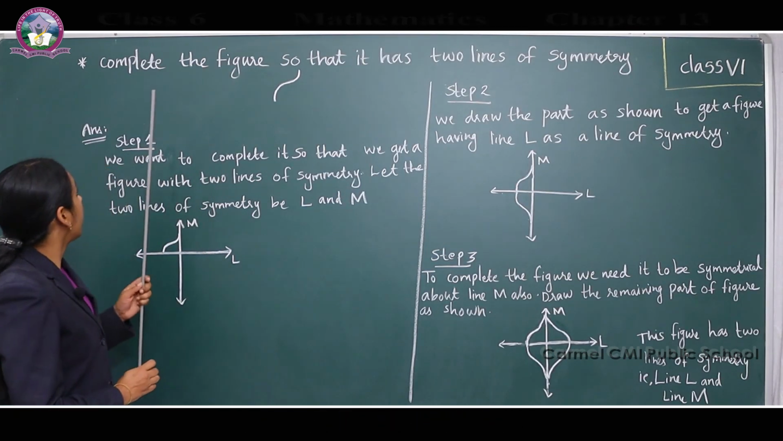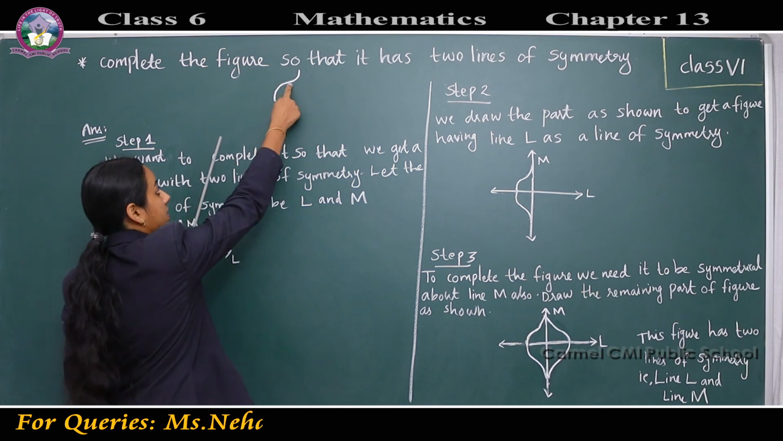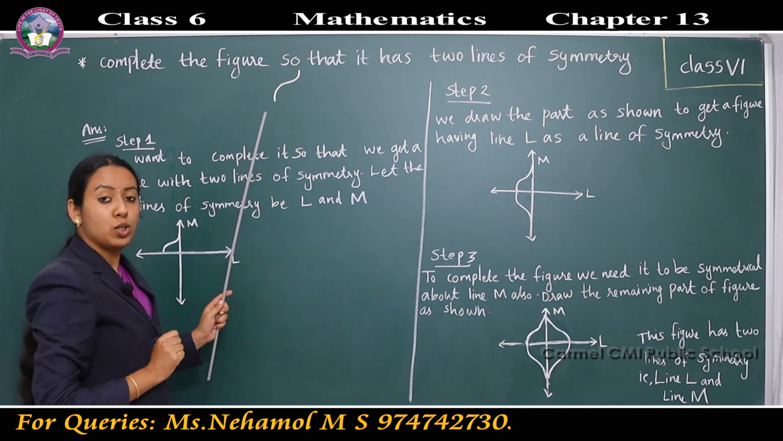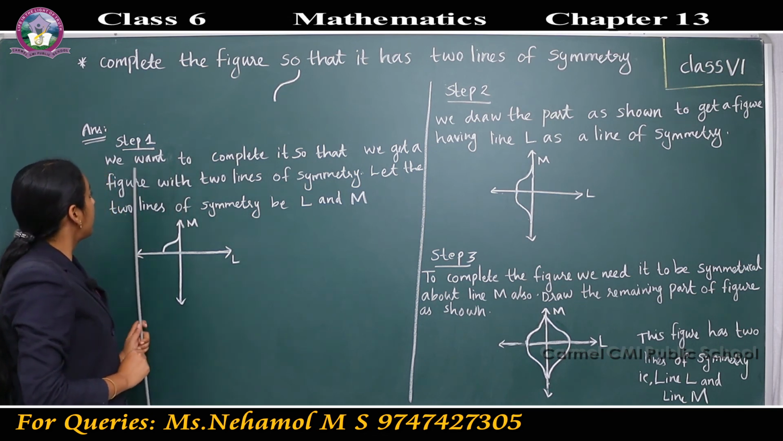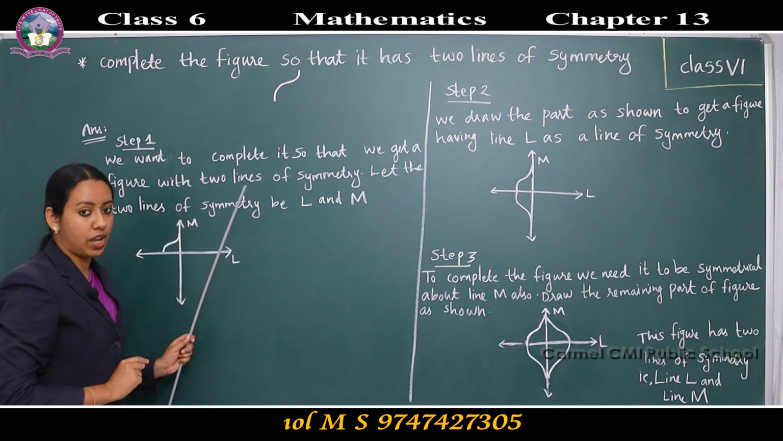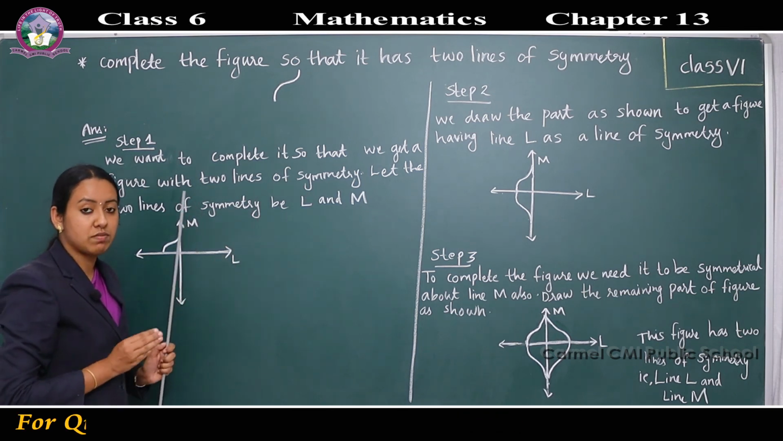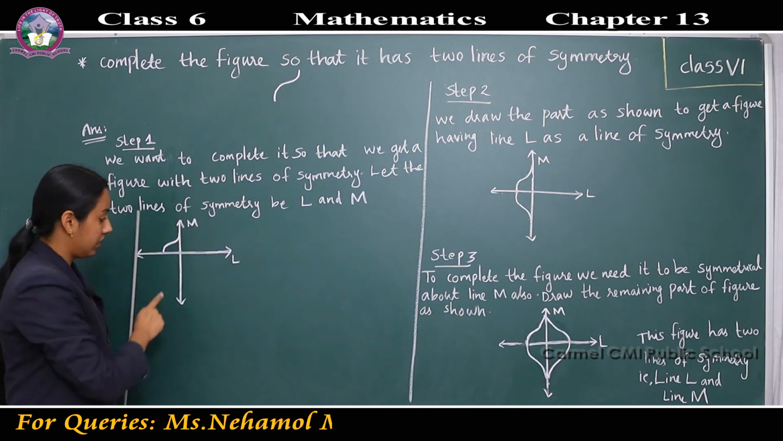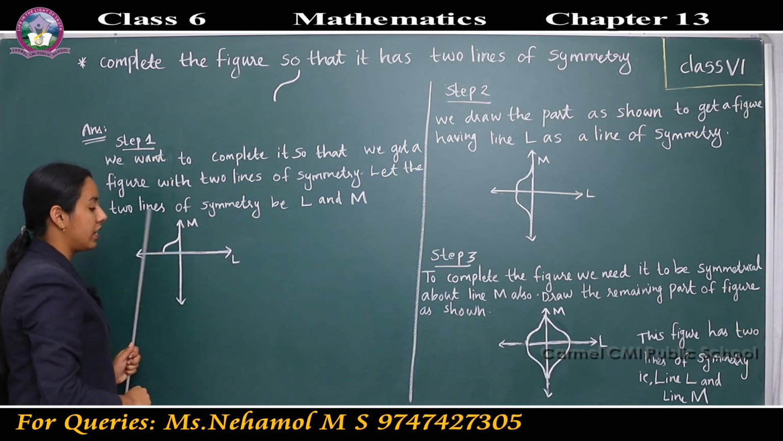Next question. Complete the figure so that it has two lines of symmetry. This is the figure given and we have to complete this figure so that it has two lines of symmetry. We have to follow certain steps. Step 1: we want to complete it so that we get a figure with two lines of symmetry. Let the two lines of symmetry be L and M. This is the given figure. We have to consider two lines of symmetry L and M.